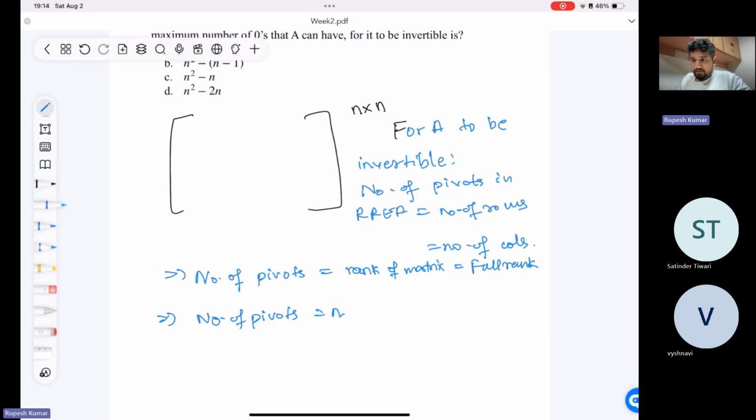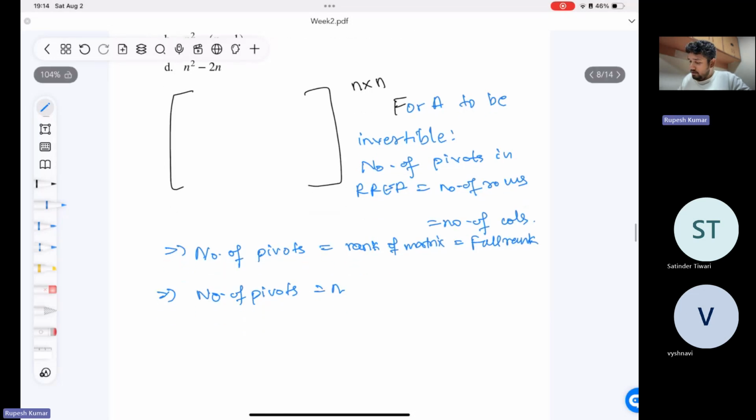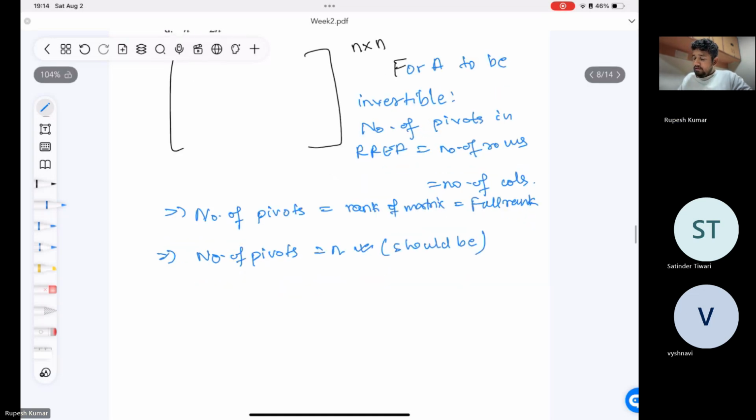Is this clear, everyone? Do I need to explain why, how we come to this property? This is a very basic property, right? Fine. So the number of pivots should be n, right? It should be n.